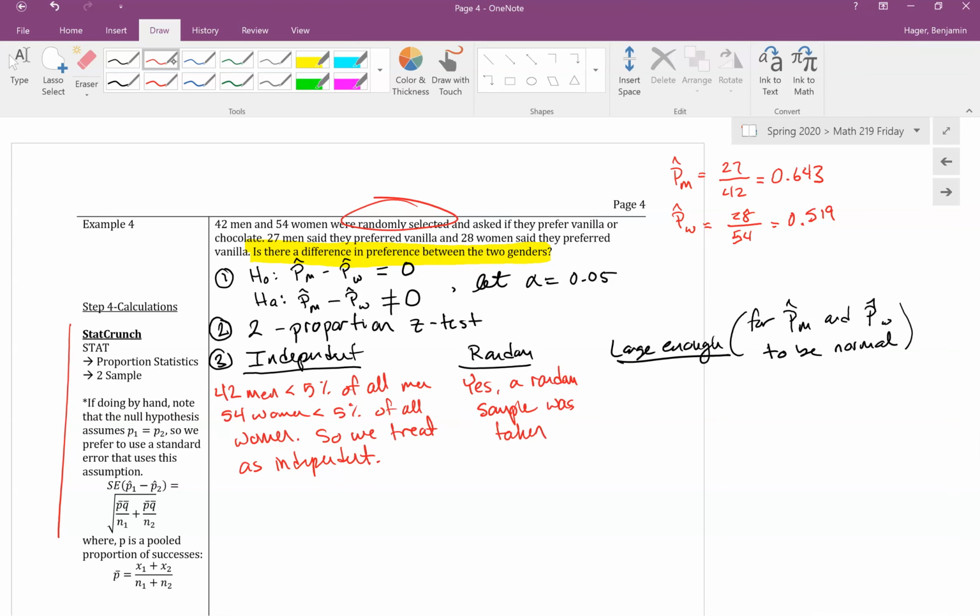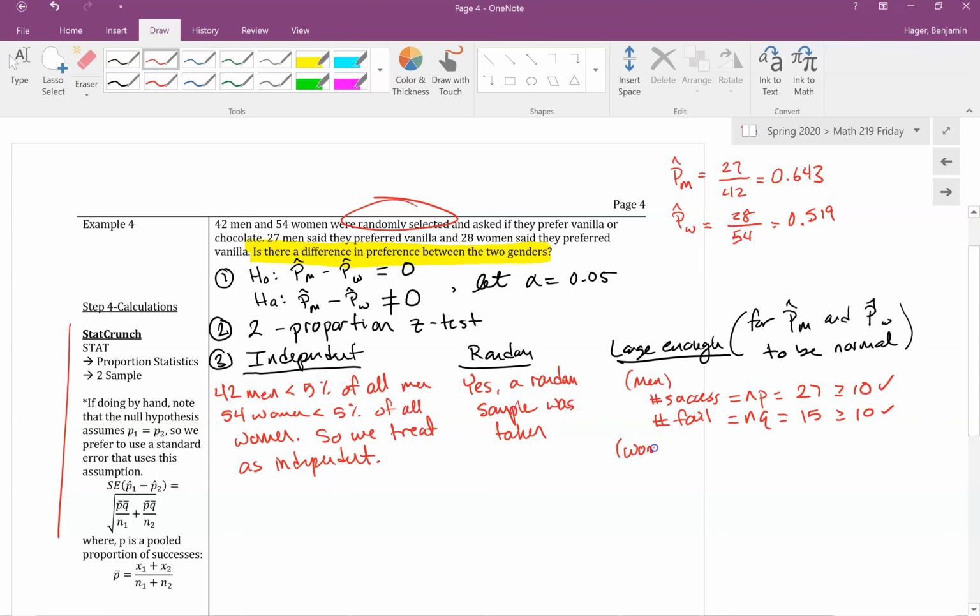So our p-hats, well, let's look at men. For men, we need the number of successes, which is n times p, to be greater than 10. Actually, I could figure out what p is. In fact, there's p. We did it there. And I could multiply it by the 42 men that we sampled. Or it just says that 27 men said, yes, I prefer vanilla. Well, that's more than 10, so we're good. And if 27 men said they preferred vanilla, and I asked 42, that means the rest said no. So that would be 15.